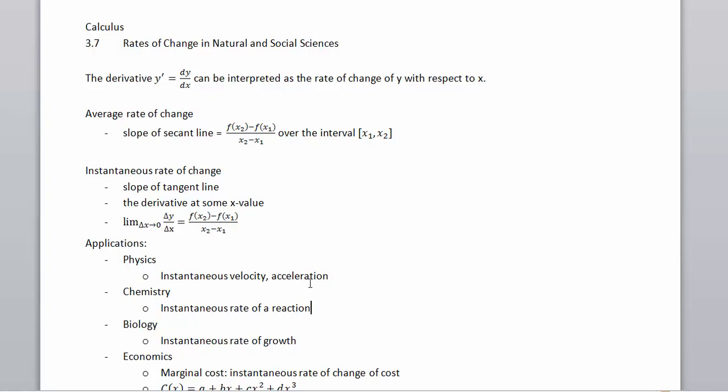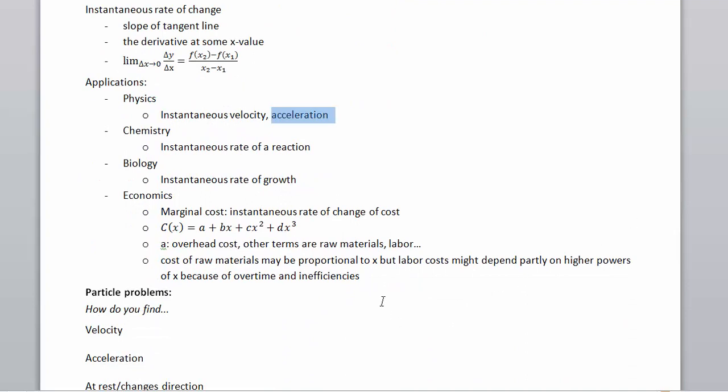This section is really going to talk about the physics and the economics, the marginal cost function. Those are the two that we're really going to look at. The marginal cost is really new. It's the instantaneous rate of change of cost. If I have a cost function, A is my overhead. The other terms have to do with raw materials and labor. The cost of raw materials may be proportional to x, but labor costs might depend partly on a higher power. This is just saying how much it costs to make 10 products, how much it costs to make 100 products, and so on. And then we'll look at what the derivative of that stands for.